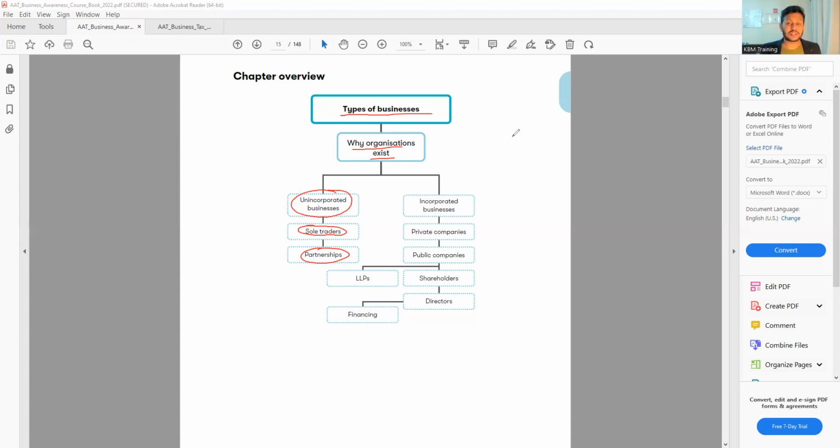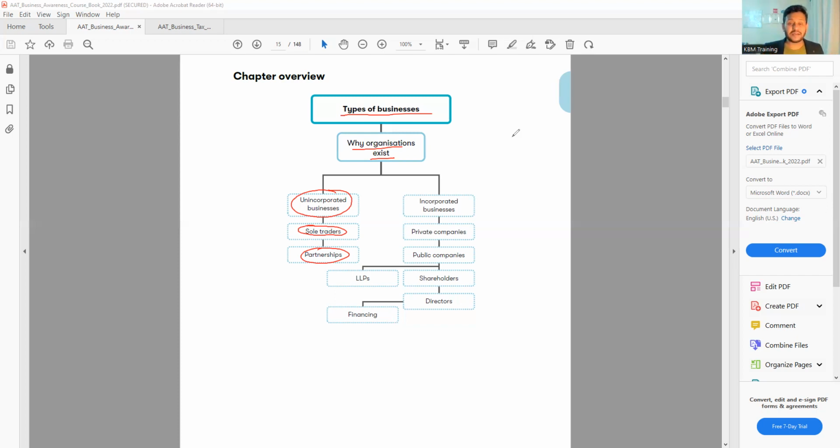Now, as we discussed both, we understand that even though a sole trader is a business, and even though a partnership is a business, the business doesn't pay any separate tax to HMRC. So it's the individuals, the people who run the business, who pay the tax individually.